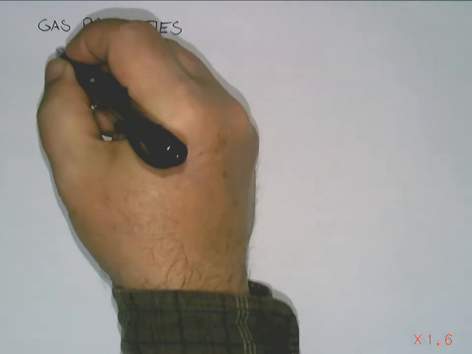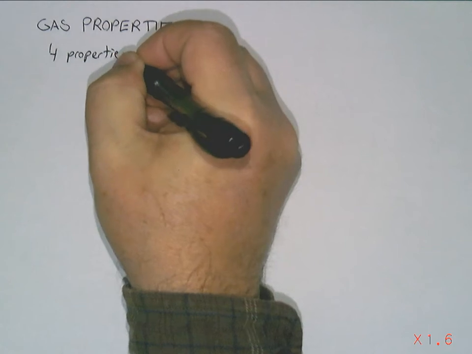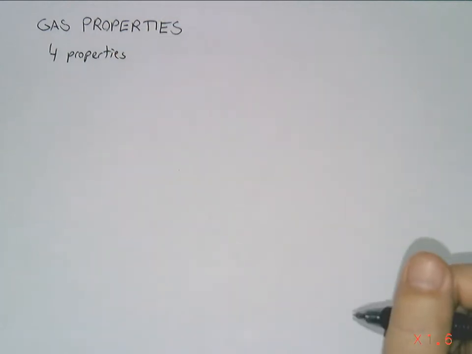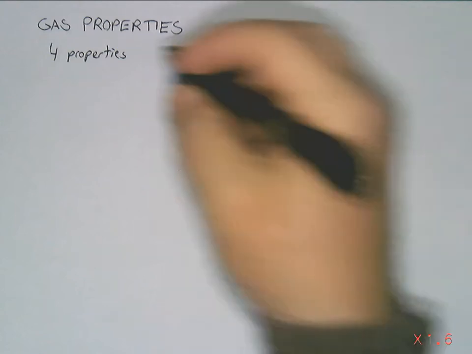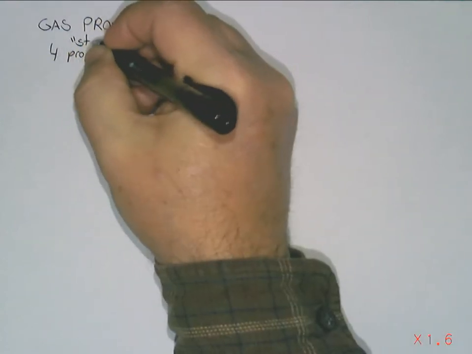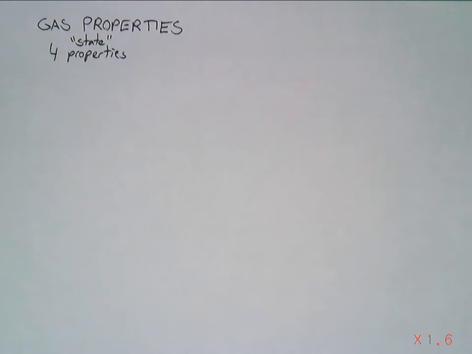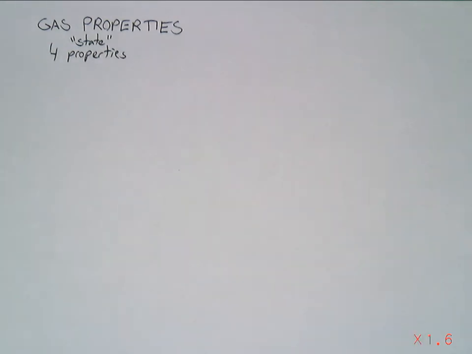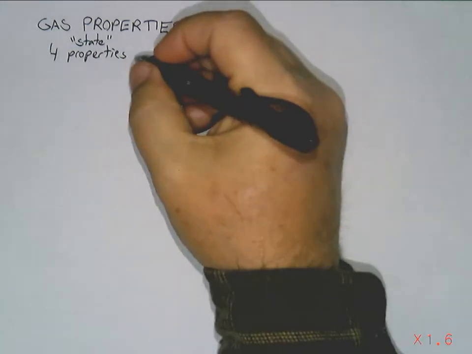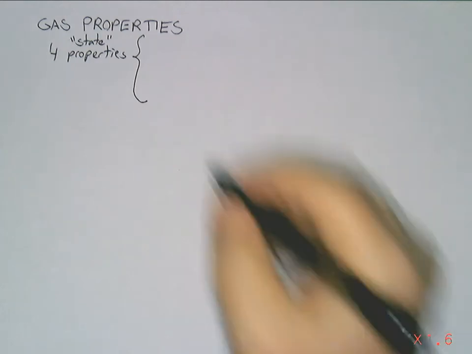In fact, there's 4 properties that can be used to describe the condition of a gas sample. We say the state of a gas sample. Now we're using the word state a little differently than we usually use it. Usually if I say a state of matter, I mean, is it solid, liquid, or gas? But here we're talking about the condition a sample is in, using a little laundry list of properties that we measure. And there's only 4 that you need.